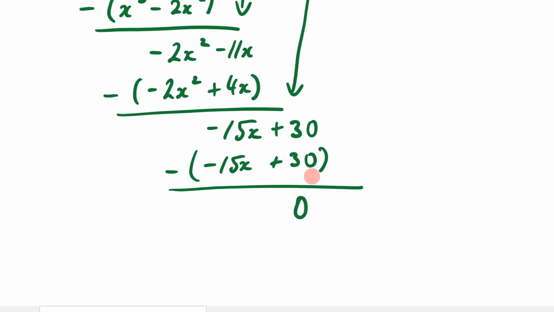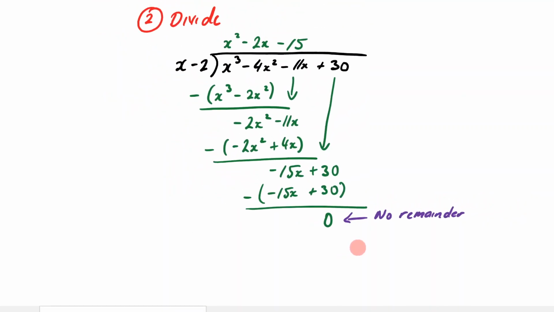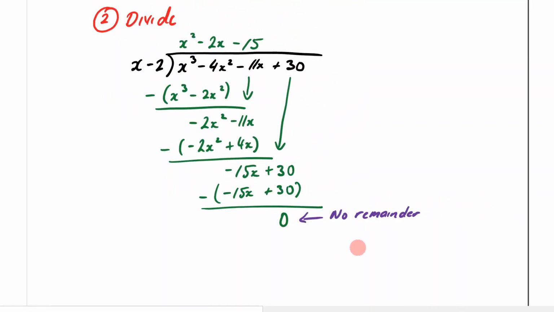Now, let me put this in another color because this is important. We should have expected to get no remainder. If you got a remainder, you did something wrong, because we found out that x minus 2 was a factor, and a factor goes perfectly into something. So we shouldn't have gotten a remainder out, and we didn't. So we did it correctly. Now, what we can do is say this times this is equal to that. We know that that is true. And this right here is really important.